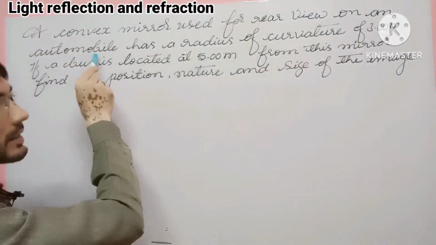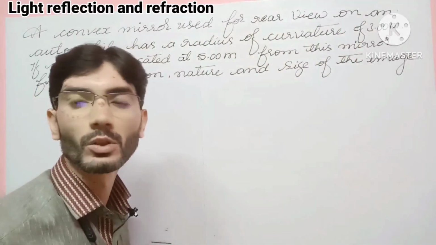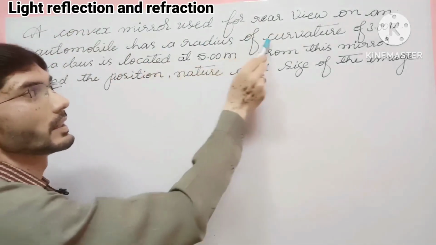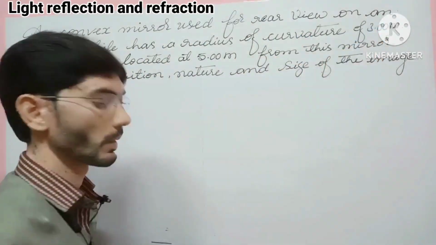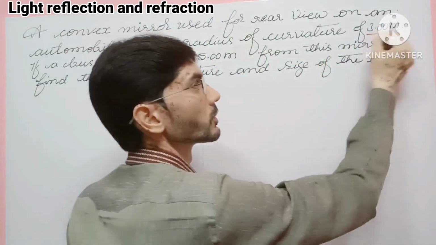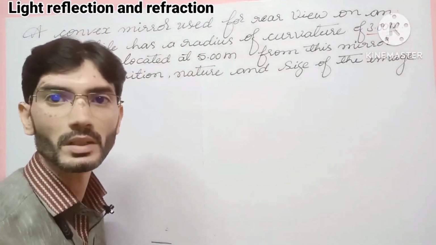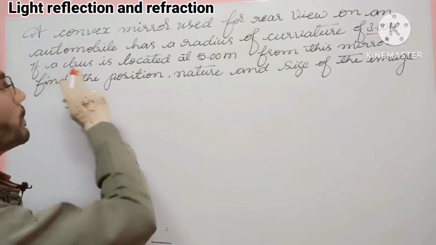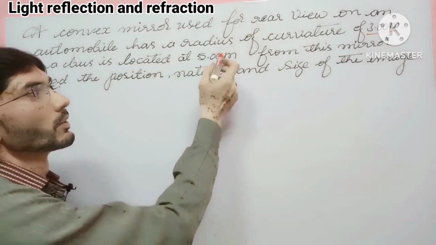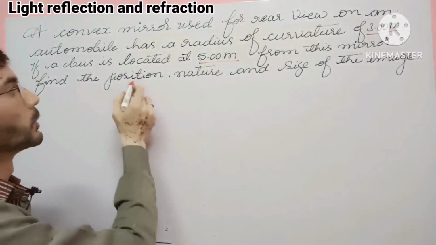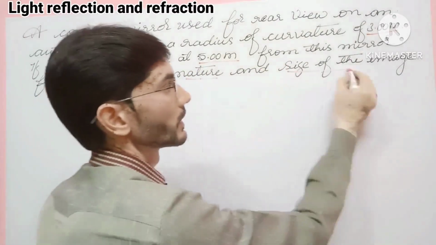On automobiles, automobile means nothing but vehicles. All vehicles together we call automobiles. Has a radius of curvature of 3 meter. Okay, 3.00 as given, and majority of students get confused with the 3.00. It is nothing but 3 only. If a bus is located at 5 meter, 5.00 here also given, from this mirror, find the position, nature and size of the image.